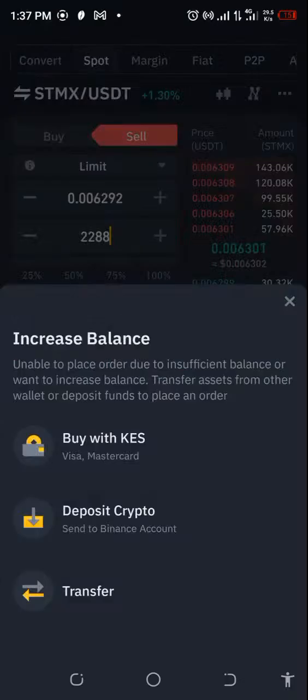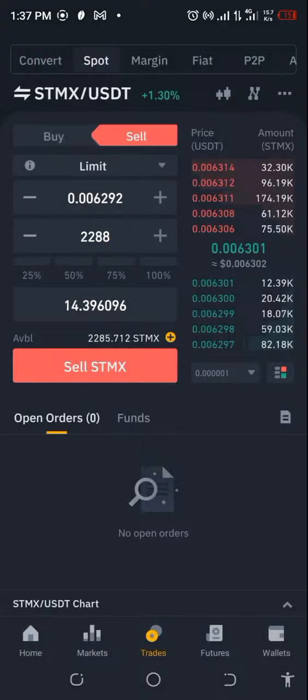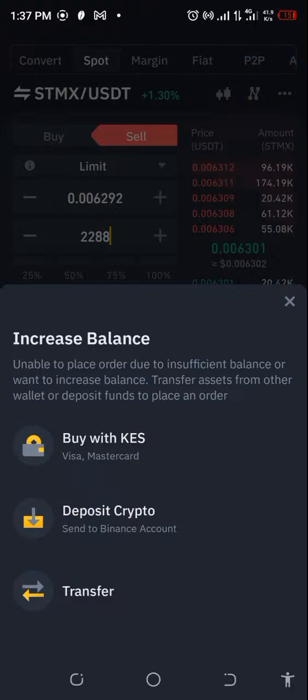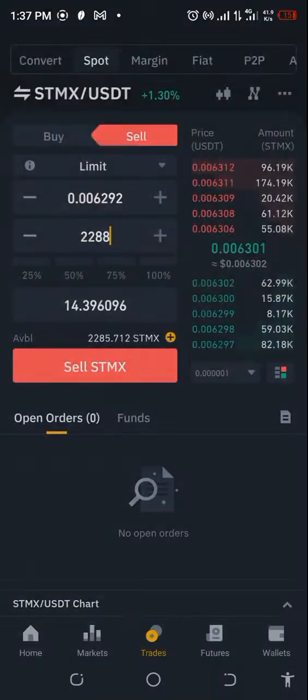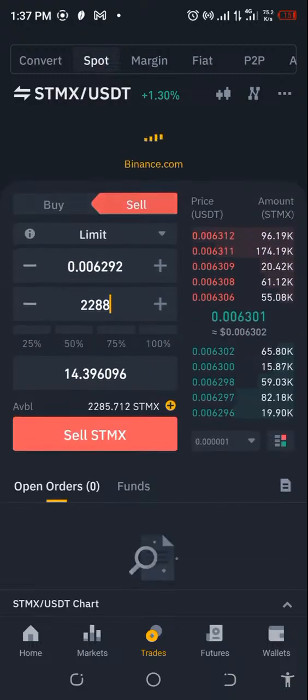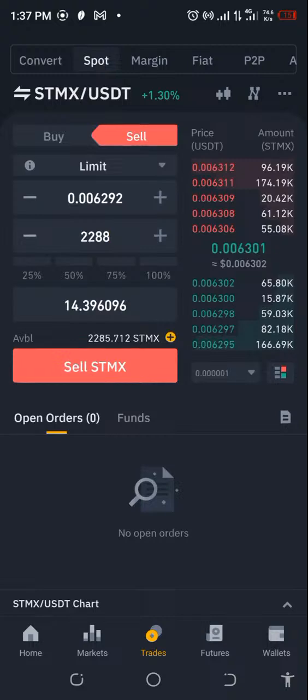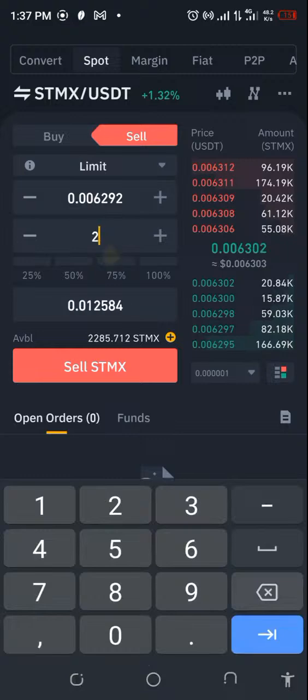What's going on? I don't know what's happening here, but I'm trying to sell my STMX. Oh, sorry, I was clicking something else. So let's click on sell STMX. So what's happening? Increase balance. Why am I increasing my balance? Let me try and do this again. Probably something has gone wrong, so let's remove everything and see whether this would work.